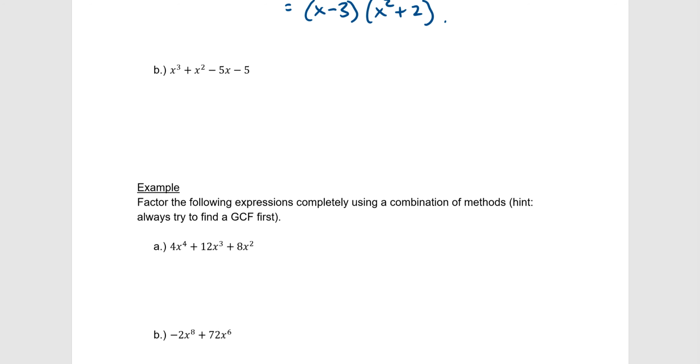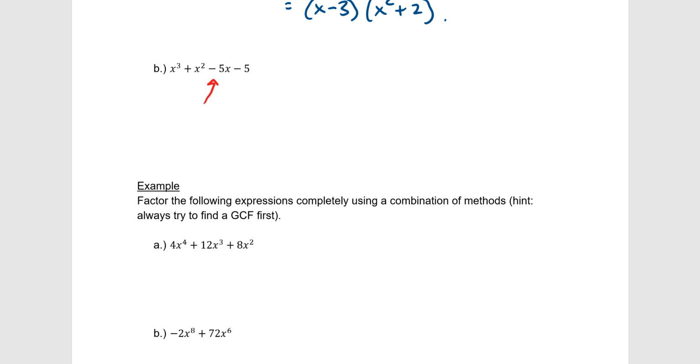So if that is a negative right here, what you have to do is rewrite it as plus a negative 5x minus 5, and then put the parentheses in. All we did was put plus and then put the parentheses after that. Once you realize that issue, then everything is the same.